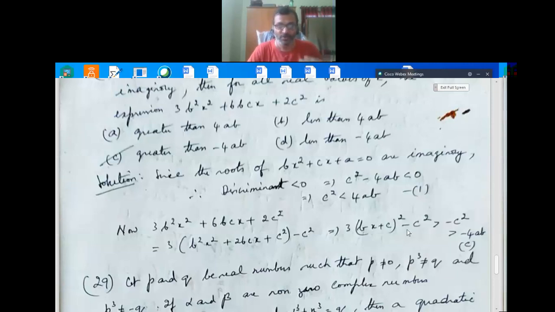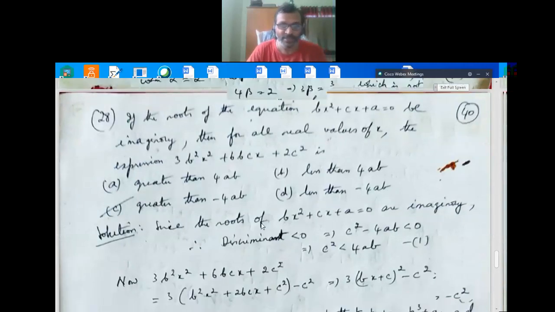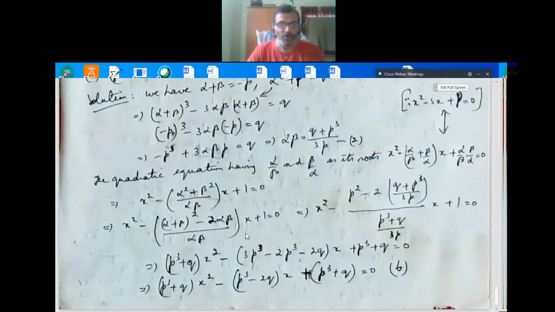This technique we are using again and again. Which is greater than minus c squared, because minus c squared is subtracted, it should be greater than minus c squared. Okay, so if it is greater than minus c squared, it should be greater than minus 4ab, because c squared is less than 4ab. So I can say that this value is greater than minus 4ab. I hope you followed this.